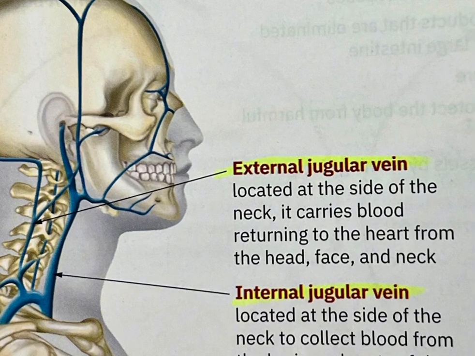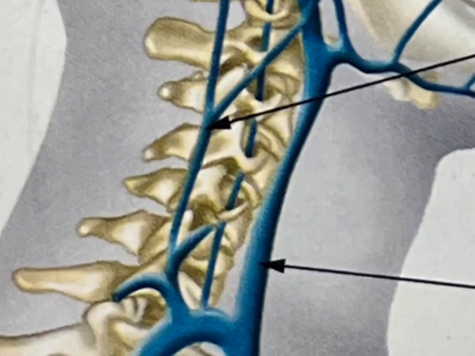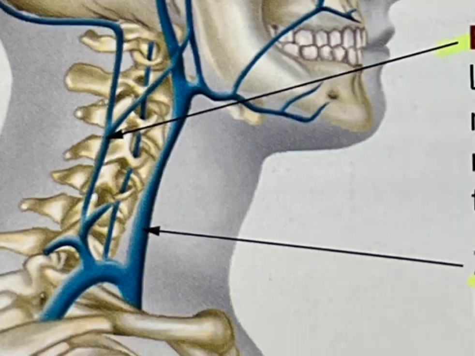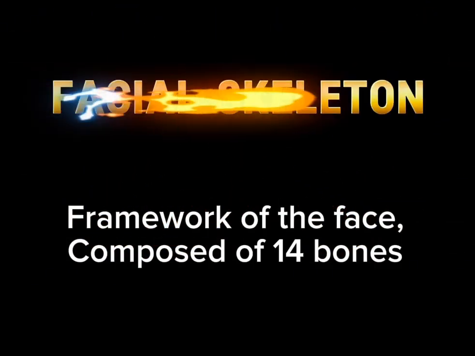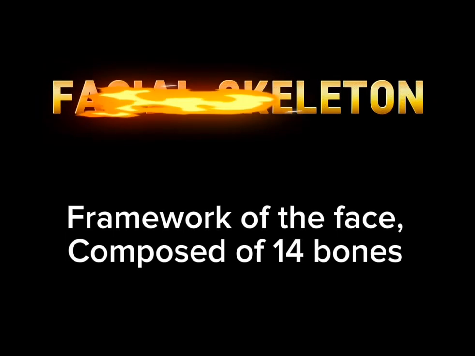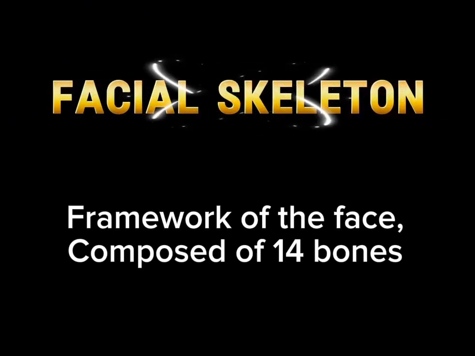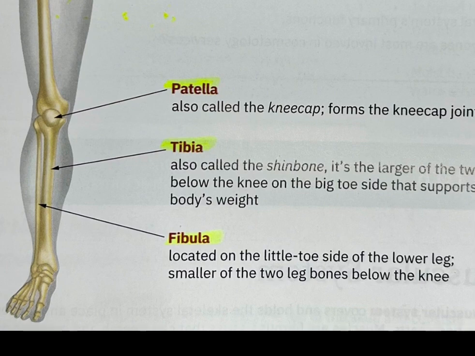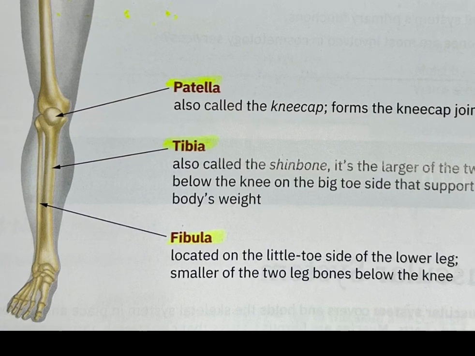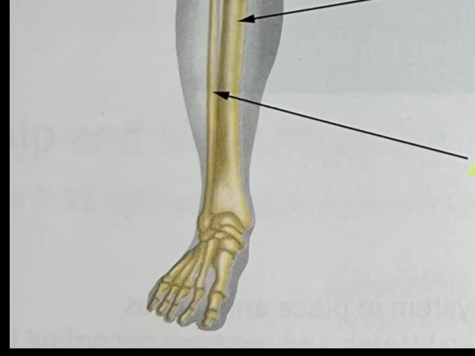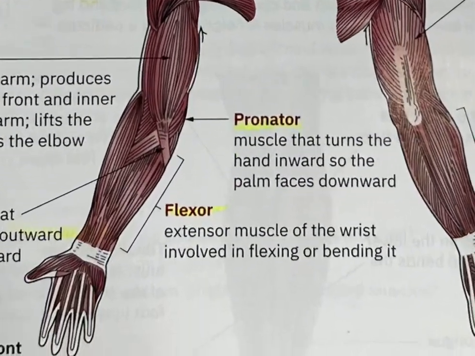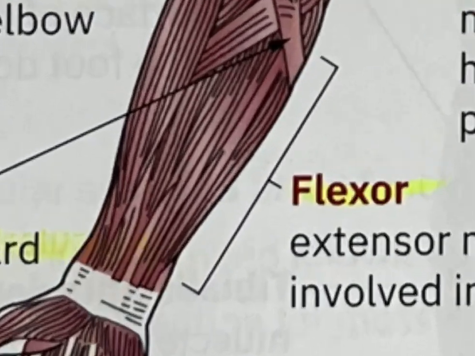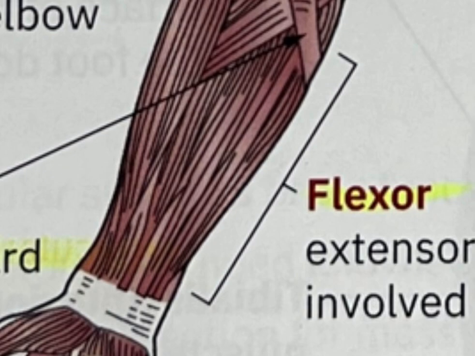External jugular vein, located at the side of the neck, it carries blood returning to the heart from the head, face, and neck. Facial skeleton, framework of the face, composed of 14 bones. Fibula, located on the little toe side of the lower leg, smaller of the two leg bones below the knee. Flexor, extensor muscle of the wrist involved in flexing or bending it.